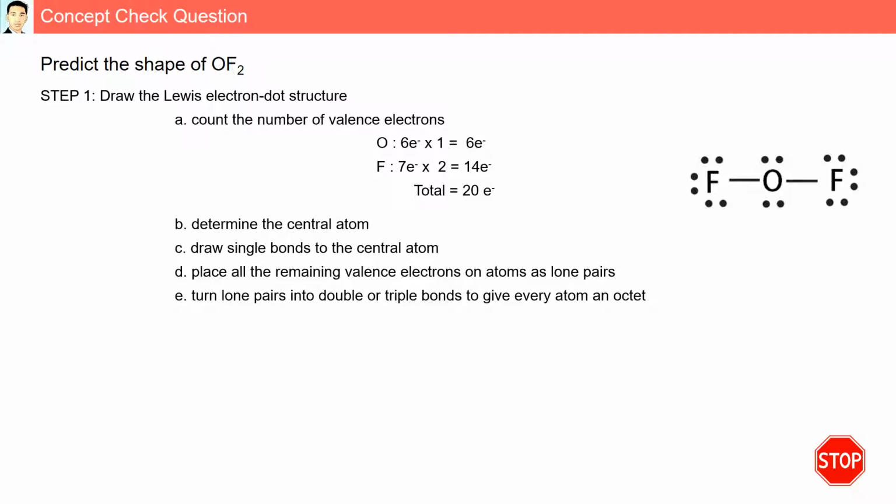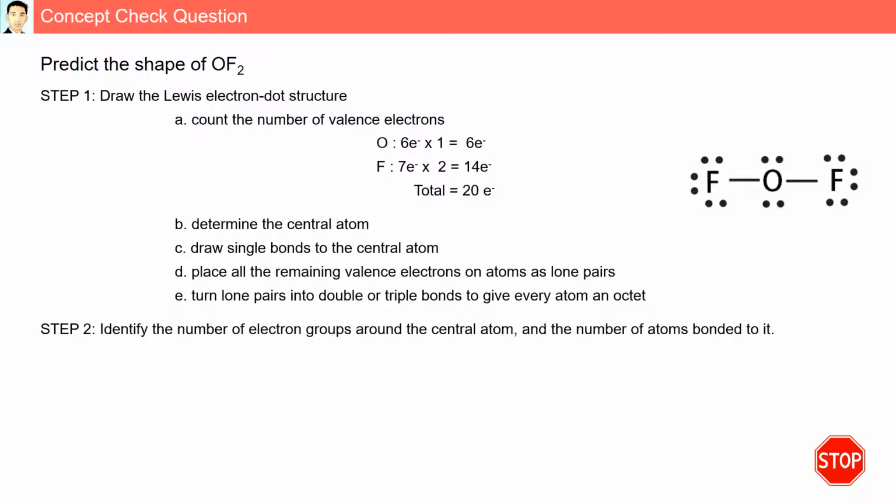The 2 bonds around oxygen provide 4 electrons. The 2 lone pairs at the top, 2 lone pairs at the bottom provide the remaining 4. So oxygen is also satisfied. Step 2. Identify the number of electron groups around the central atom and the number of atoms bonded to it. There are 1, 2, 3, 4 regions of negative charges around it. There are 4 electron groups around our oxygen.